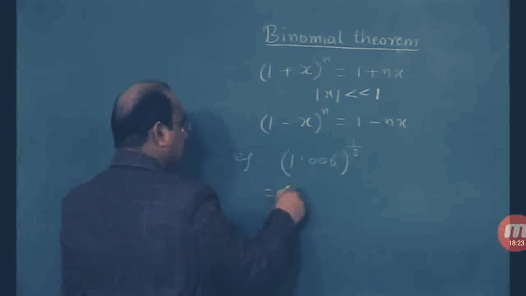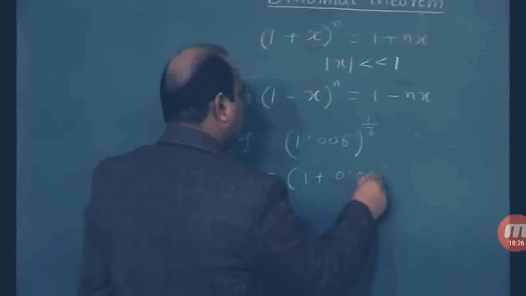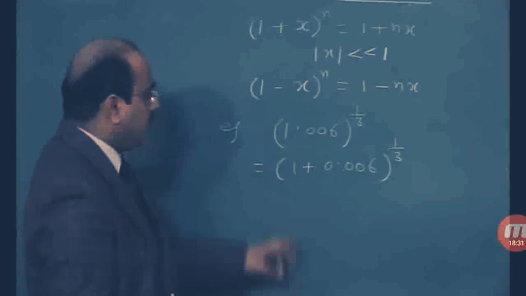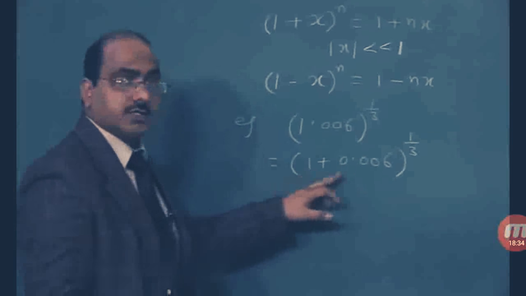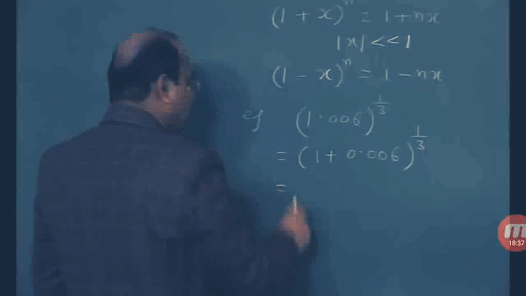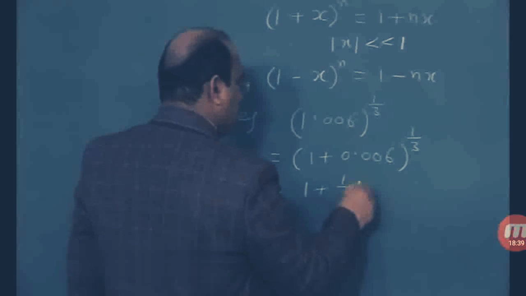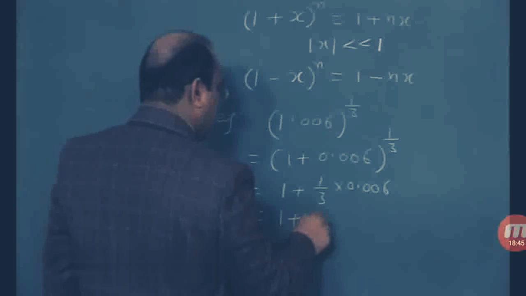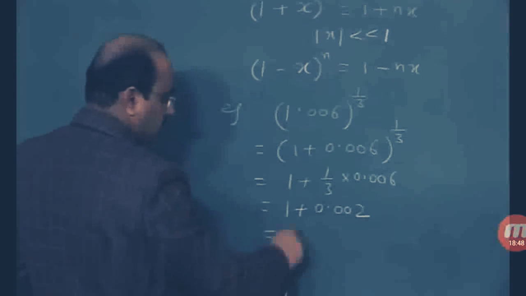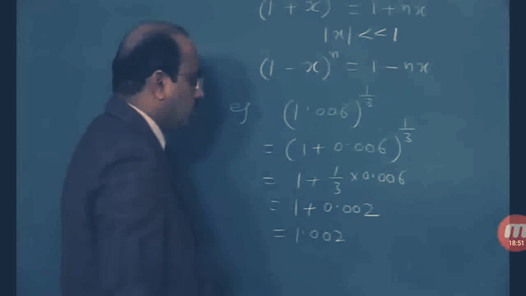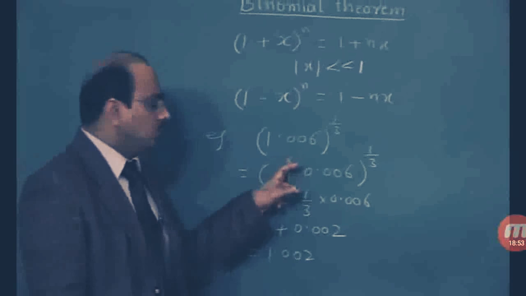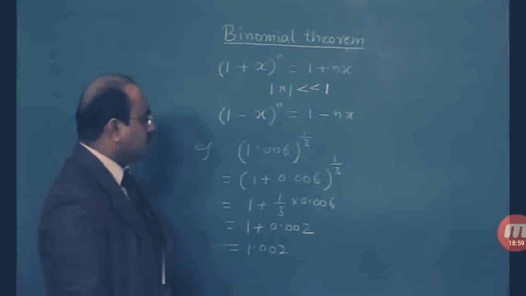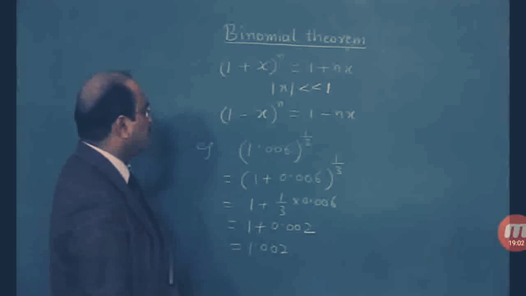Now if we convert this expression in this form, 1 plus 0.006 whole to the power 1 by 3, and since this number is much less than 1, it is less than 5 or 6%, therefore we can write it this way, and it will be 1 plus 0.002, or it comes out to be 1.002. And if we actually find this cube root, then it comes out to be very close to this. So this is approximate value of 1.006 whole to the power 1 by 3.